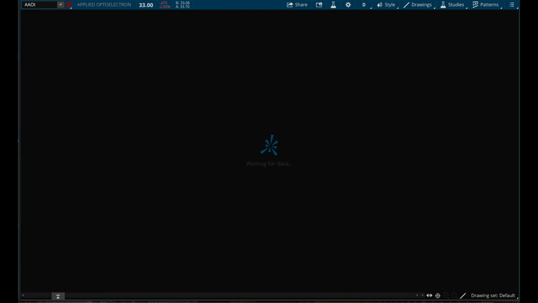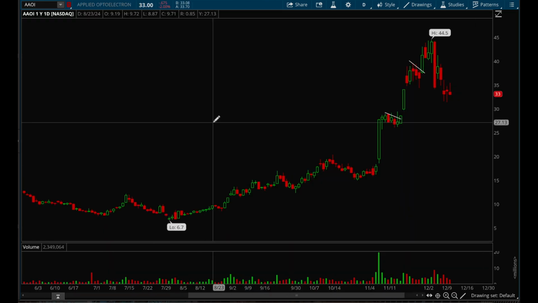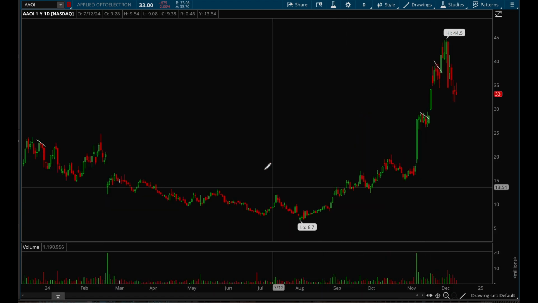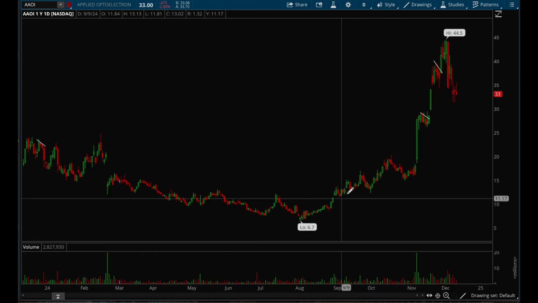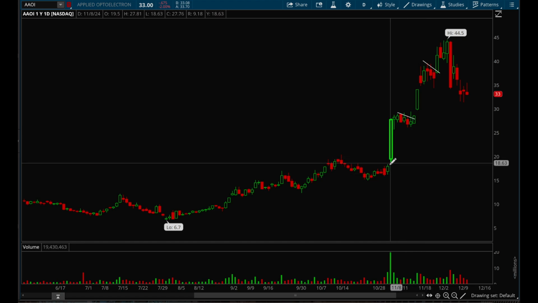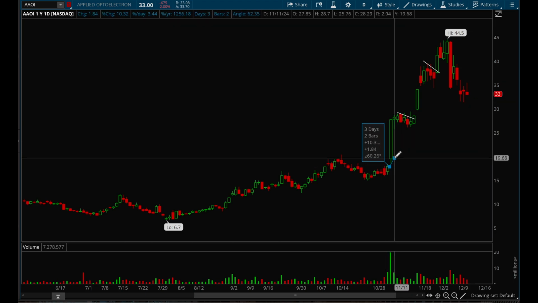Let's take a look at AAOI. The stock was consolidating for quite some time. It started building the right side of its base and then pulled back in, and then on this candle had a big gap up. The previous close was 17.93 and then the open was 19.5, so it got a decent gap up here, around 10%.